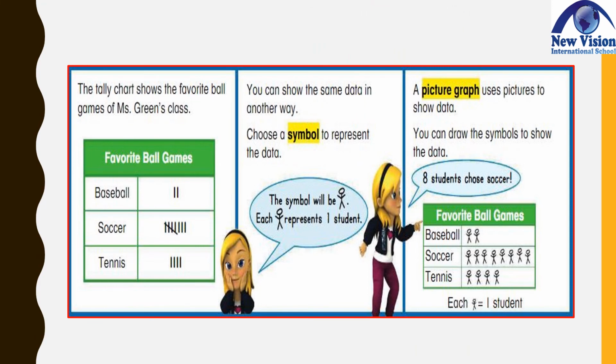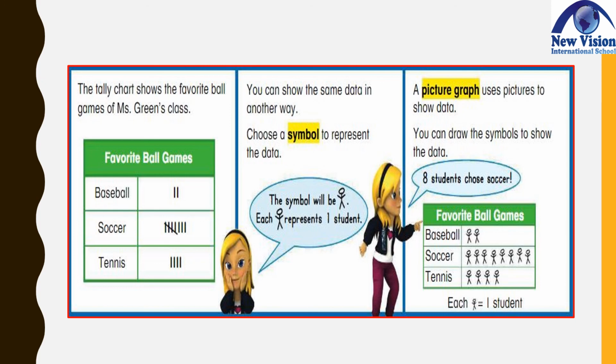The tally chart shows the favorite ball games of Miss Green's class. Favorite ball games: we have baseball, soccer, and tennis. Based on the tally chart, how many students chose soccer as their favorite sport? There are 8 students. How many students chose tennis as their favorite sport? Let us count. 1, 2, 3, and 4. There are 4 students.